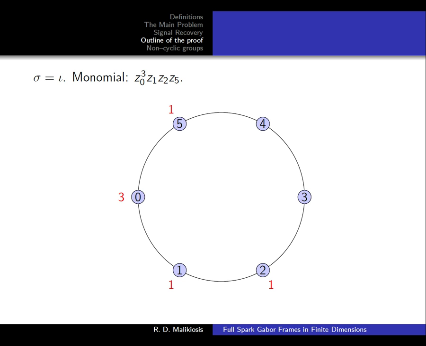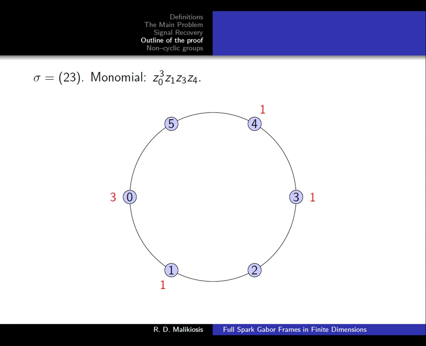This is the identity permutation. The monomial that we got from this main diagonal was this one, z0 cubed, z1, z2, z5. Let's arrange the indices in a cyclic manner and see what's the occurrence of each index. So 0 appears 3 times, 1, 2, and 5 appear once. If you take a different diagonal union of blocks, or different permutations if you like, you get a different distribution of indices. You see here that if you take a different one, these indices start to move away from each other.